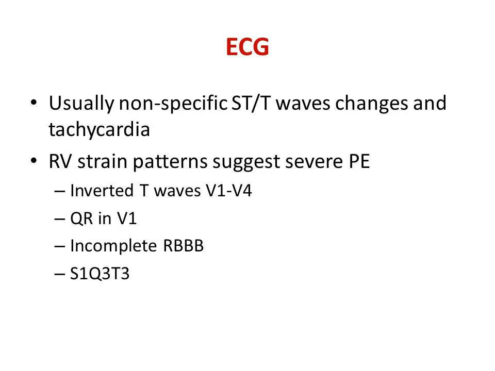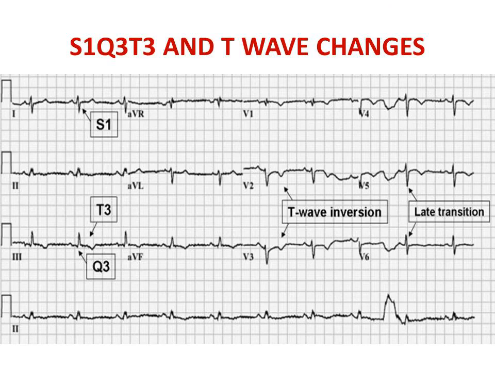RV strain patterns suggest severe PE: inverted T waves in V1 to V4, QR in V1, incomplete RBBB, and S1 Q3 T3 with T wave changes.